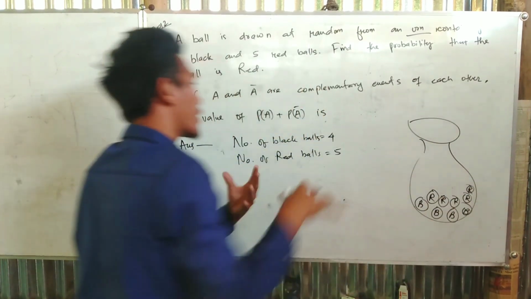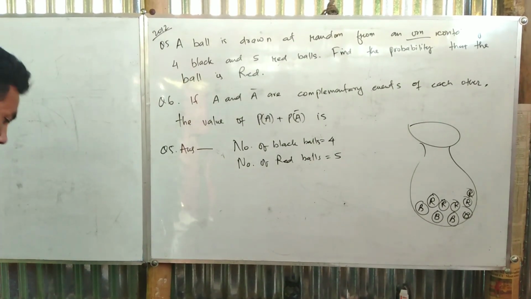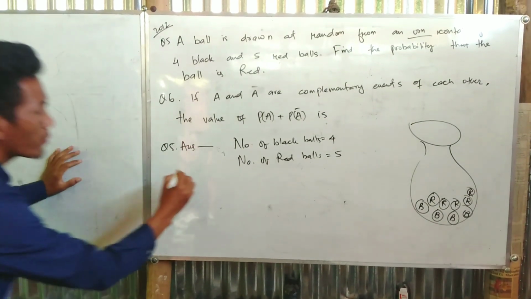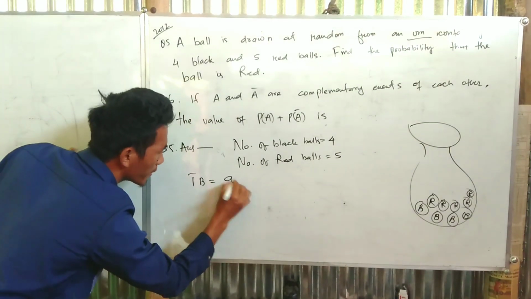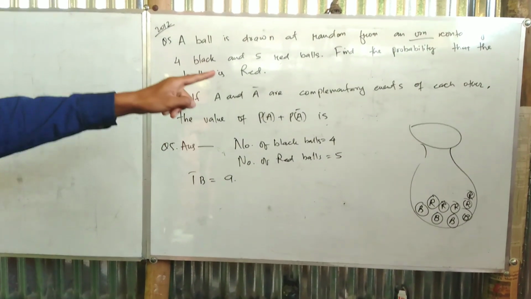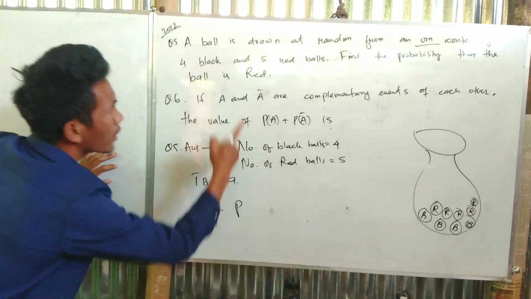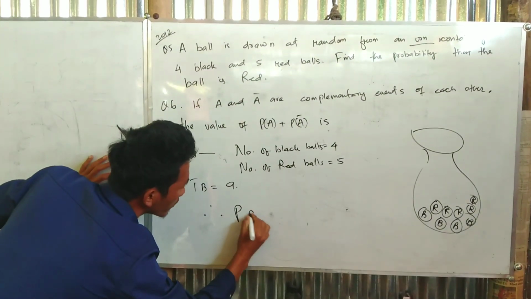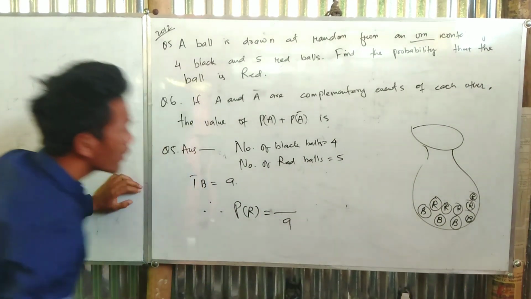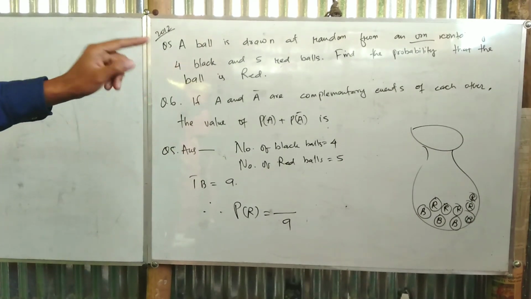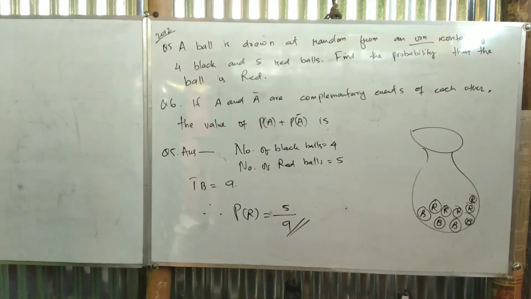They mix together. Okay, now find the probability that the ball is red. Now, total number of balls, that is red and black, contains 9. The question says to find the probability that the ball is red. So therefore, the probability that the ball is red is equal to, you have to put the total number. What is the total number? 9. The question mentions red ball, so how many red balls are there? 5 by 9. This is the final result.